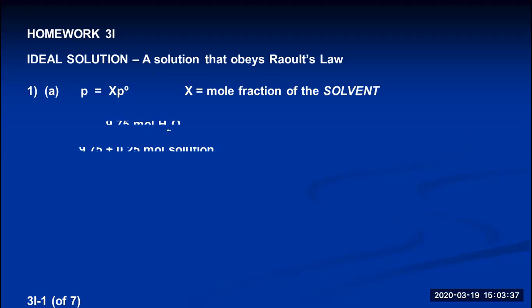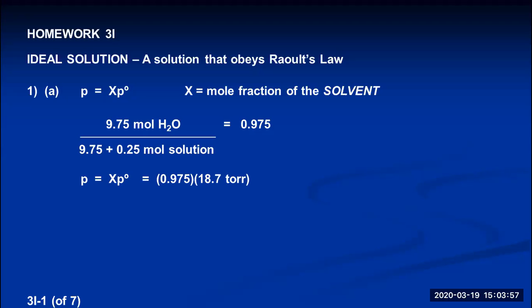They've given us the moles of both components. The moles of water in the solution are 9.75. The moles of urea are 0.25, so we add the two together to get the moles of solution, and this way we calculate the mole fraction of water as 0.975. The vapor pressure of the solution will therefore be the mole fraction of 0.975 multiplied by the vapor pressure of pure water when nothing is dissolved in it. Raoult's law essentially states that if the solution is really only 97.5% water, we can only expect 97.5% of its natural vapor pressure, and that's why the answer comes out 18.2.